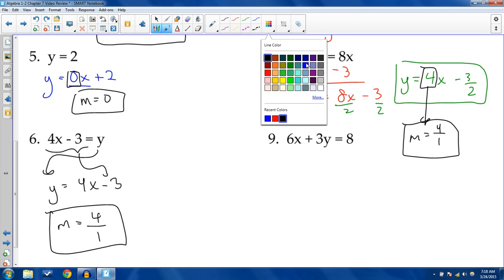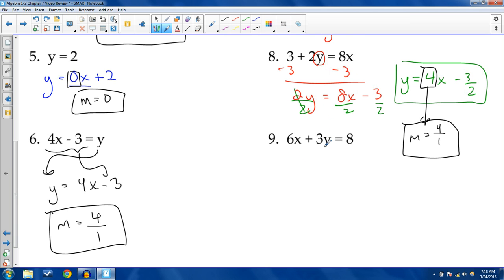Number 9, same idea as number 8, get y by itself. So I'm going to subtract 6x over here. And I will get 3y equals, remember these don't add. A lot of people would say 8 minus 6x, but to get familiar with that mx plus b idea, I would very much like to instead have the x term first, even though it's negative.